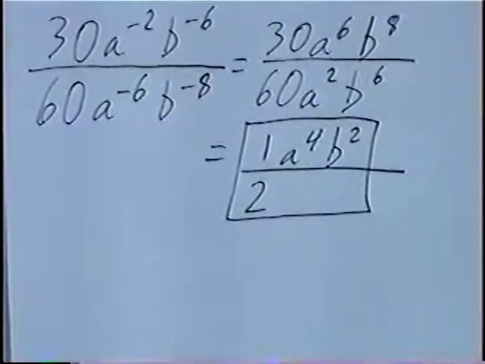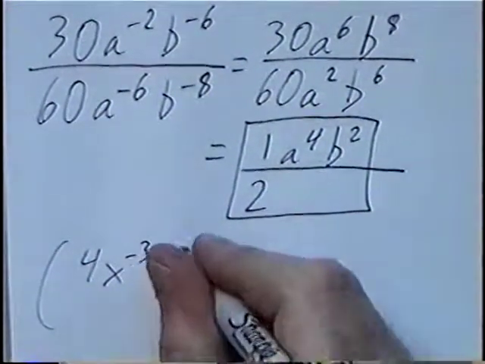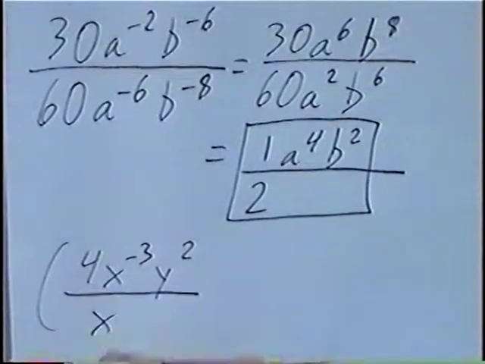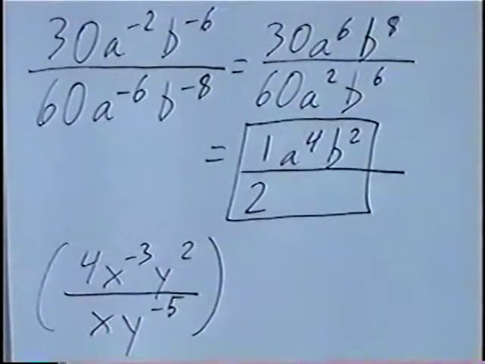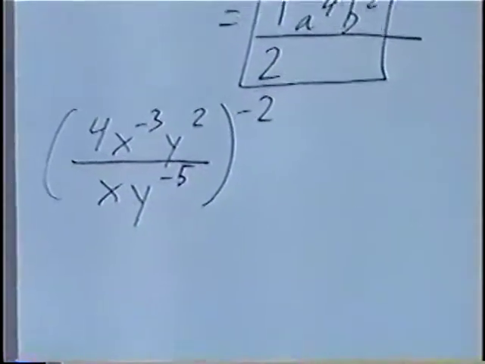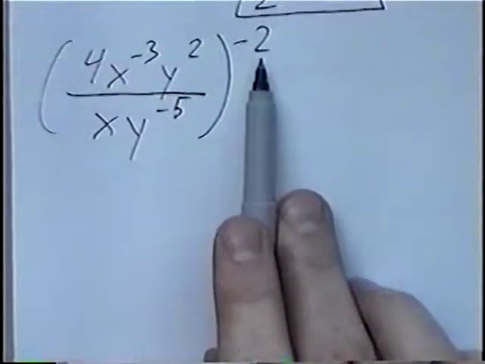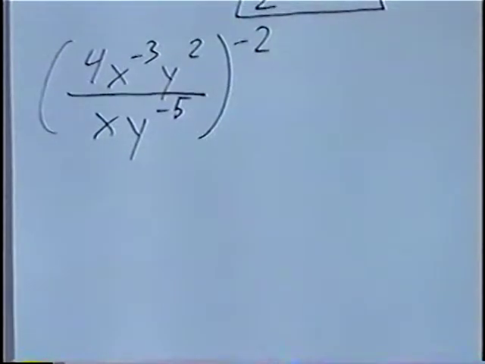Second question, and last question for the section. Inside parentheses, we have 4x to the negative 3rd power times y to the 2nd power, divided by x, y to the negative 5th power. And outside parentheses, raised to the power of negative 2. One way to start this question, the exponent outside, negative 2, goes to each number and each term inside the parentheses.